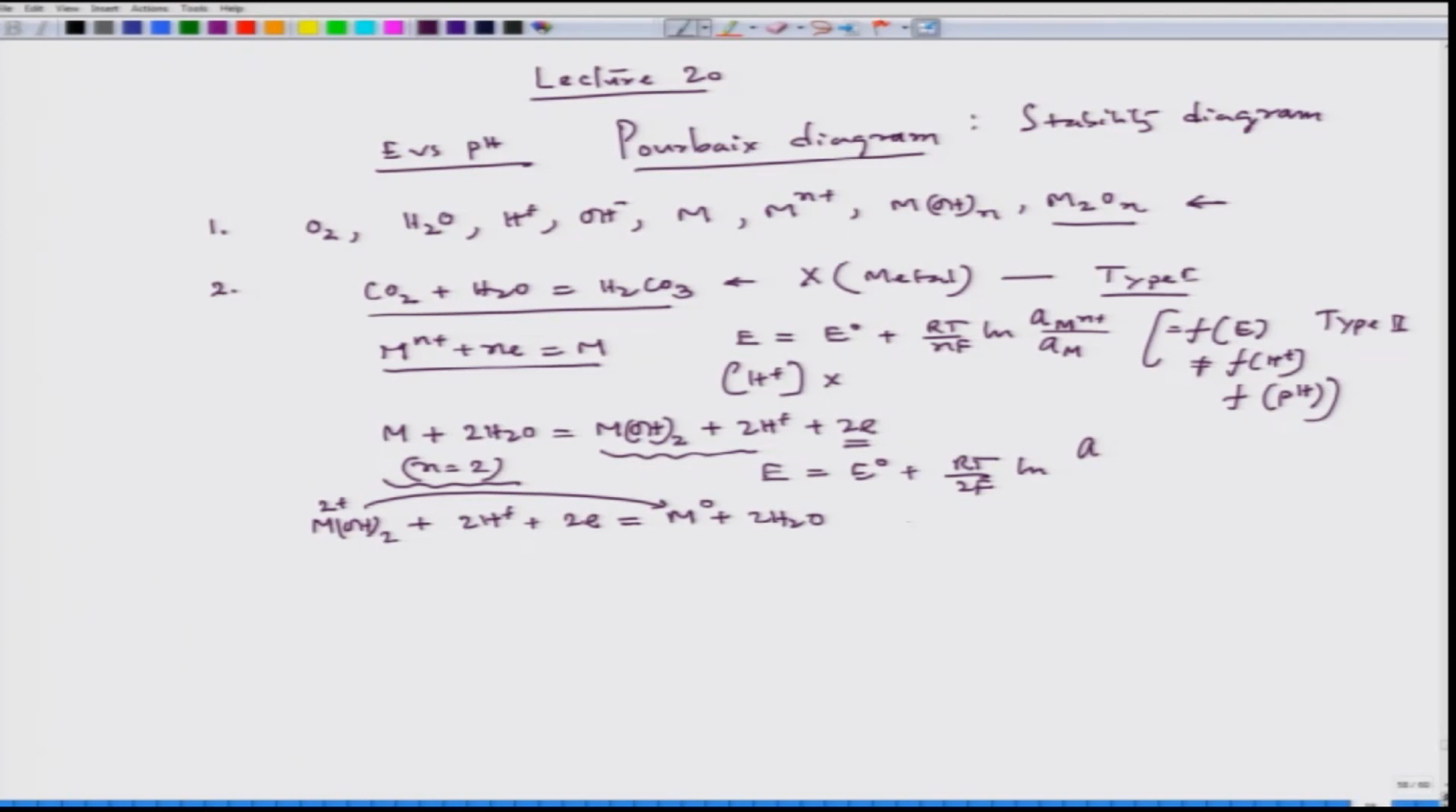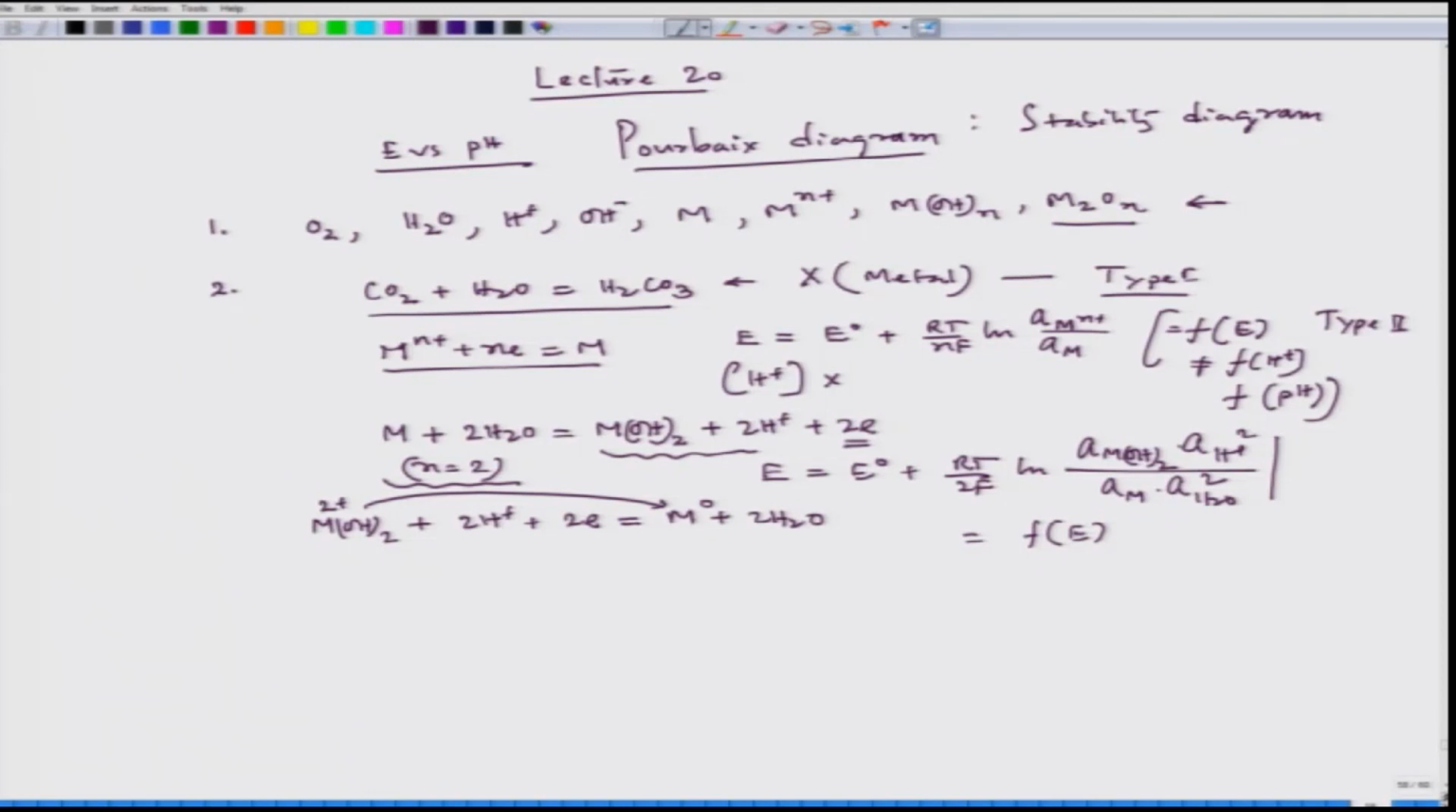So, this reduction process we can express in terms of a_M · a_(OH)2 over a_(H+)^2 · a_M · a_(H2O). This a is nothing but the activity. I can express this in this form. Now, interestingly, this particular equation, once we express it in terms of the Nernst equation, becomes a function of potential.